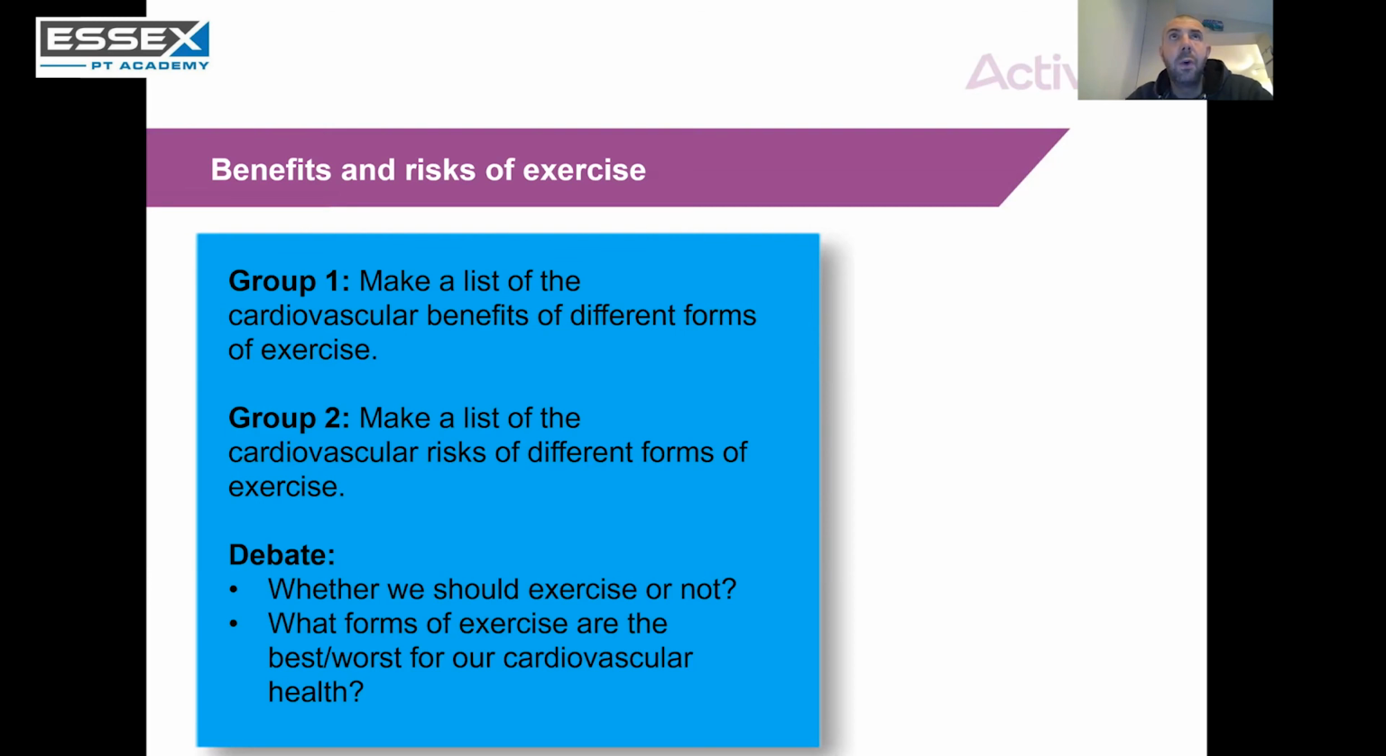Think of some reasons for exercising. Think of some reasons, if you can, against. I know we're going to be keen to get people exercising, so that's going to be tough. But try and think of the downsides and what forms of exercise are going to be the best or worst for our cardiovascular health. So think about some of the training you might do at the moment, or that you see going on in the gym or in classes, and think which of those is going to be the best for cardiovascular health. It doesn't have to be focused just on the gym environment. It could be anything else outside as well.